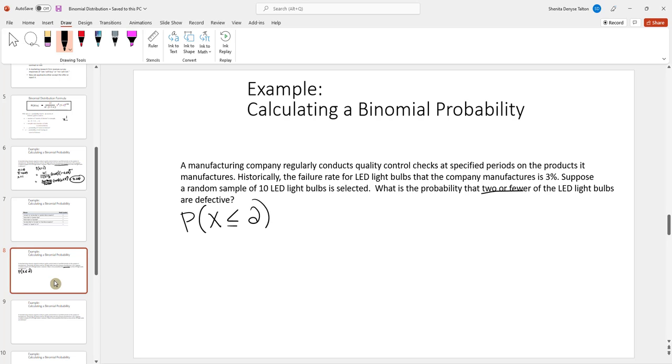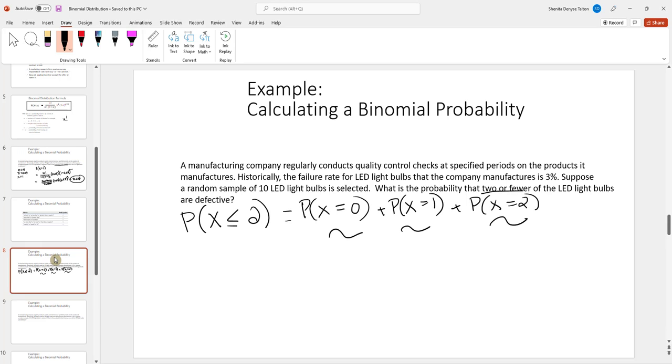Now you can do this by hand, but it's a lot of work, because when you think about it, 2 or fewer would be 0, 1, or 2. So you would have to calculate the probability that x is 0, the probability that x is 1, plus the probability that x is 2. You would have to plug each one into that binomial formula and get an answer for each, and then add them all up, and that would be your answer. You can do that if you want to do it by hand, but you have to do it individually for each probability.